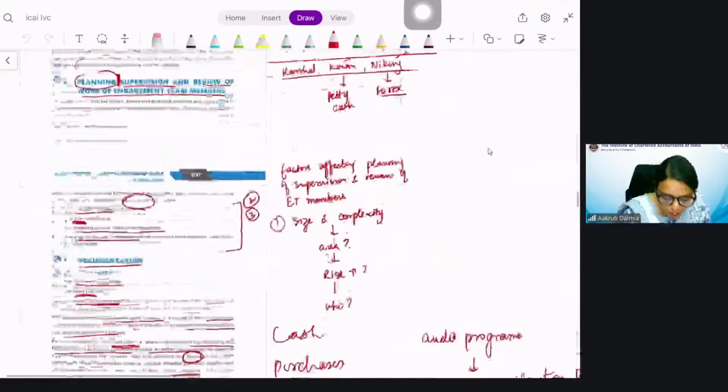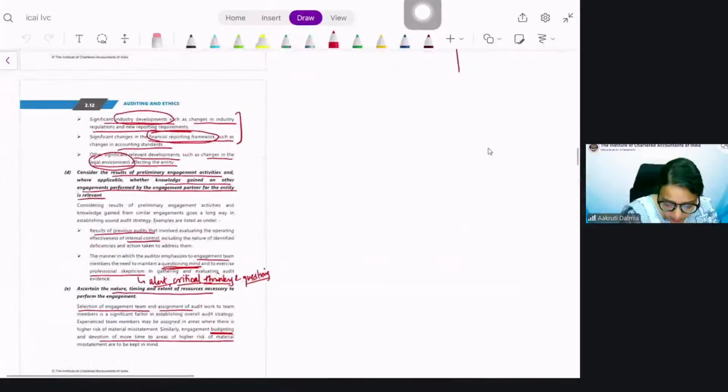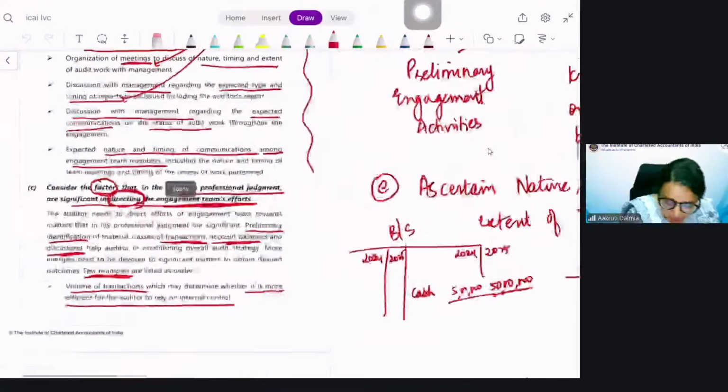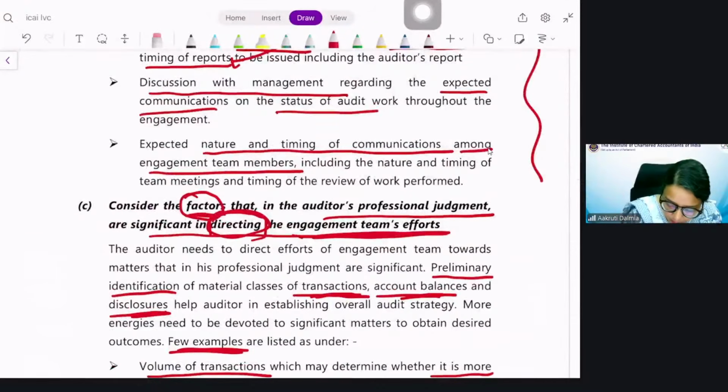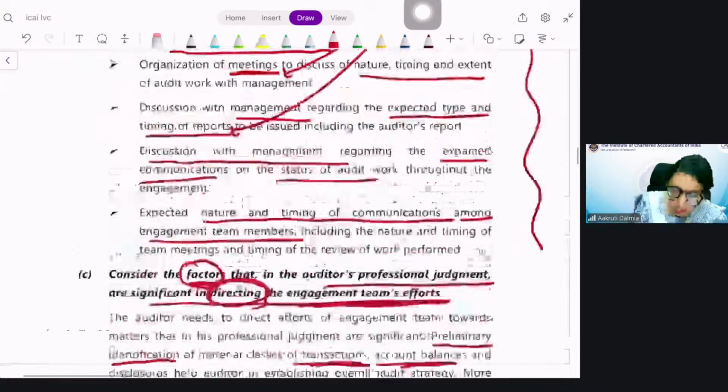Now, if you go to the point here, this is where your answer is. Factors to be considered in audit while devising audit strategy. Do you remember this? Consider the factors that in auditor's judgment will be significant in directing engagement team effort. Means any factors that affect the company because of which you can tell the team, please check that the company has grievance redressal mechanism, otherwise the company will have to pay penalty. So is this knowledge important to give direction to your team? Yes. Significant industrial development, any legal environment. Can you see? So this is the direct answer.